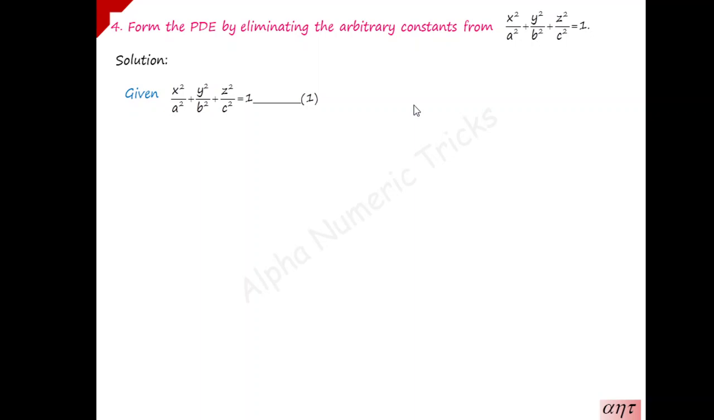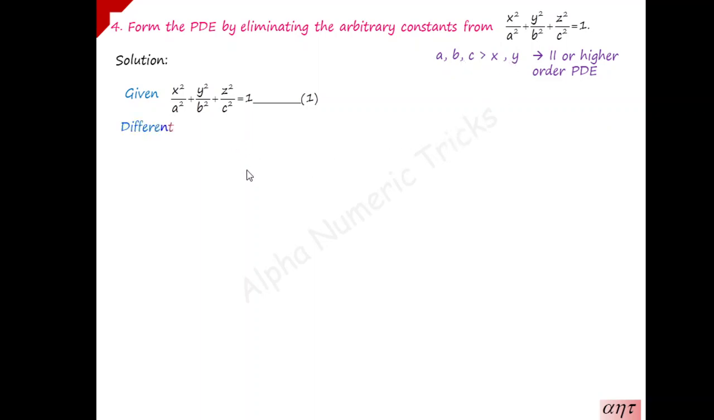How many arbitrary constants are available here? 3 arbitrary constants A, B and C. And how many independent variables are there? 2 independent variables x and y. So 3 is greater than 2. Therefore the resulting PDE we obtain is of order 2 or higher order. So we have to find the second derivatives also in this type of problem. In previous problems, we just found the first derivatives p and q alone, whereas in this type of case, you have to find the second derivatives also.